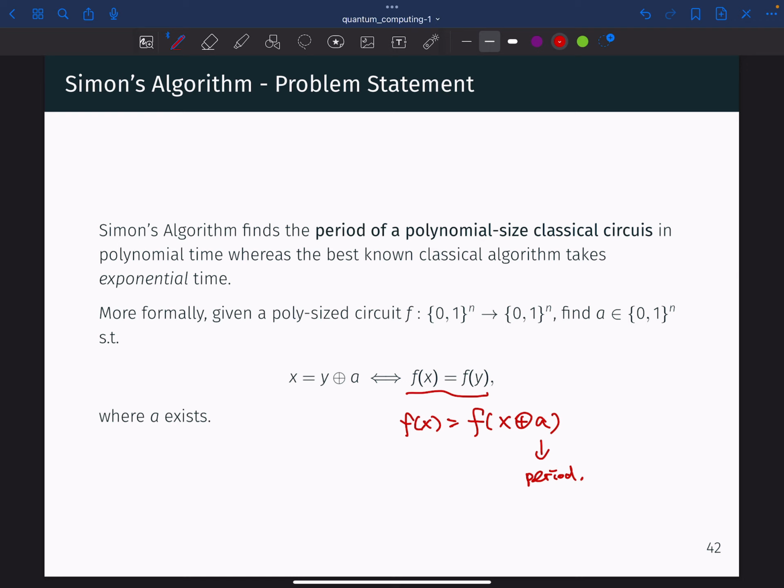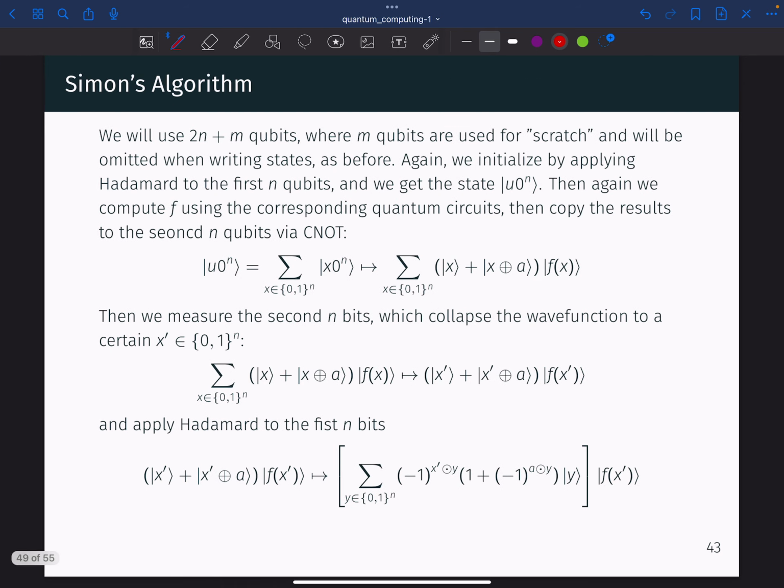Simon's algorithm is interesting because compared to the previous one, Grover search, which provides a quadratic speedup, for this problem the best classical algorithm takes exponential time, whereas Simon's algorithm only takes polynomial time. So it's a dramatic speedup compared to the classical case. Okay, let's see how it is done.